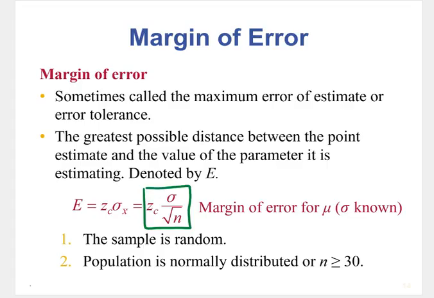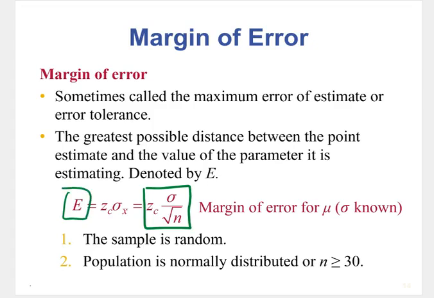You will take that Z critical value for your level of confidence, multiply it by sigma, and again, this is only when we actually know what sigma is. If we don't know what sigma is, there's something different that we need to do, and we'll talk about that in the next lesson. And then divide that by the square root of n. So that is how we find our error.